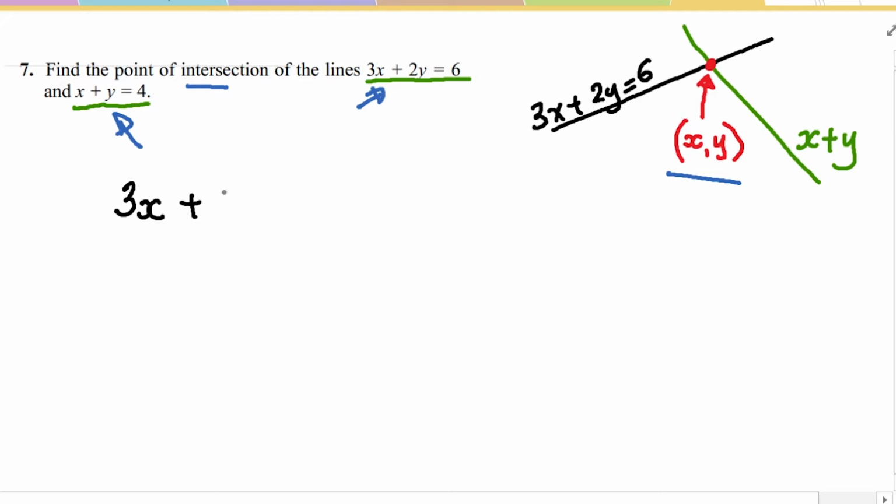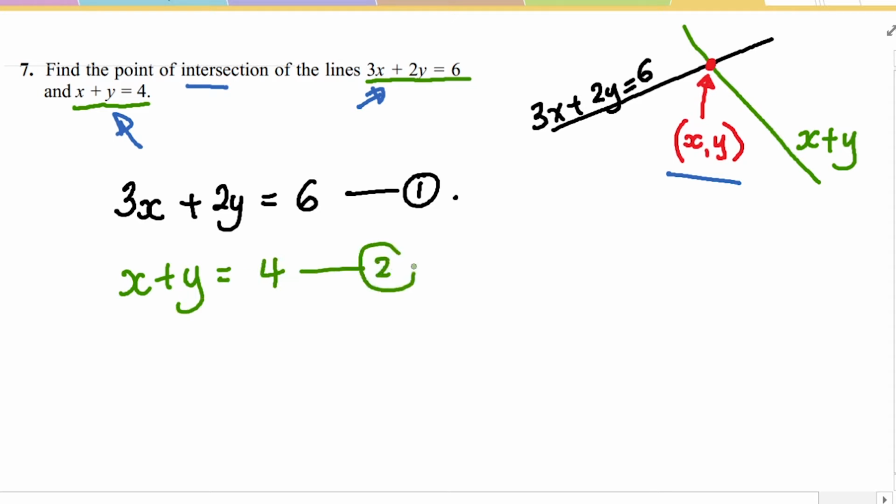So here we have 3x plus 2y is equal to 6. I'm going to use the substitution method. This is my equation 1. So we have equation 2 here, which is x plus y is equal to 4. What I'm going to do is make x the subject of the formula in equation 2, and then I will substitute for the value of x in equation 1. So if x plus y is equal to 4, that means x is going to be equal to 4 minus y. So I have made x the subject of the formula.